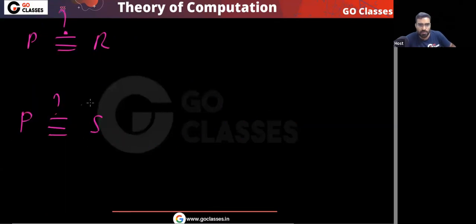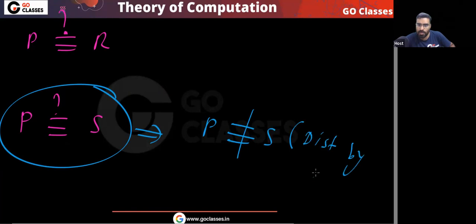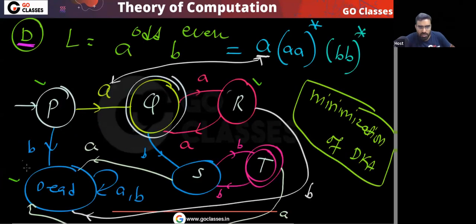So you can easily notice P comma S, they are not equivalent. P is not equivalent to S. They are distinguishable by B, because this state P on symbol B goes to non-final, and this state S on symbol B goes to final. So I can say they are different. You cannot merge P comma S.